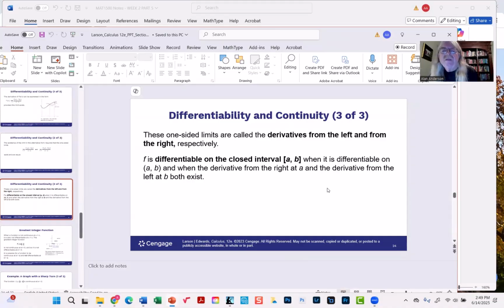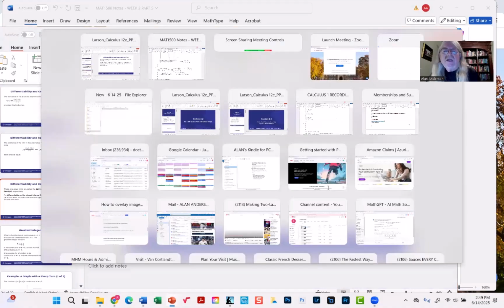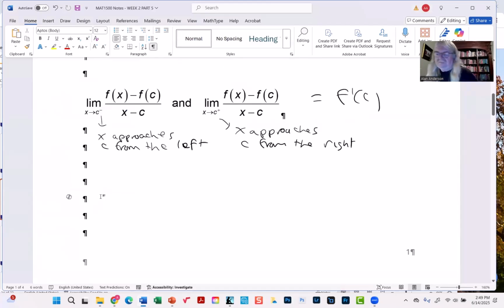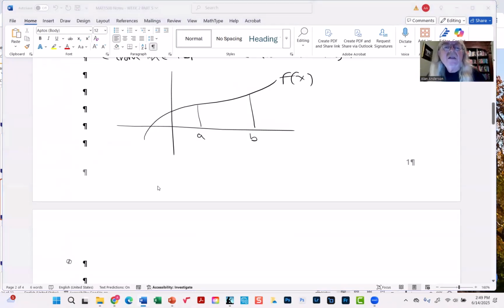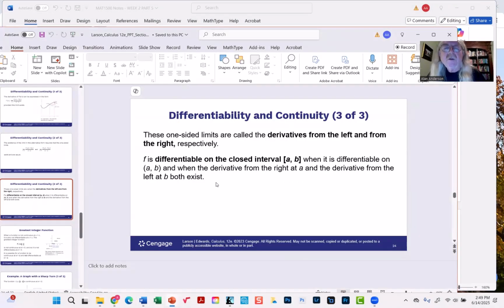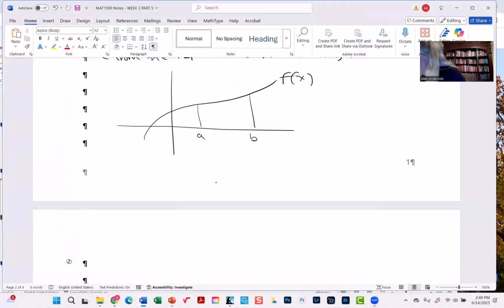F is differentiable on the closed interval [a, b] under two conditions. Well, there are two things that are required. All right, so f is differentiable on a closed interval, meaning that it includes both a and b. Remember how that notation works. We're going to use square brackets to indicate that both a and b are in this interval.